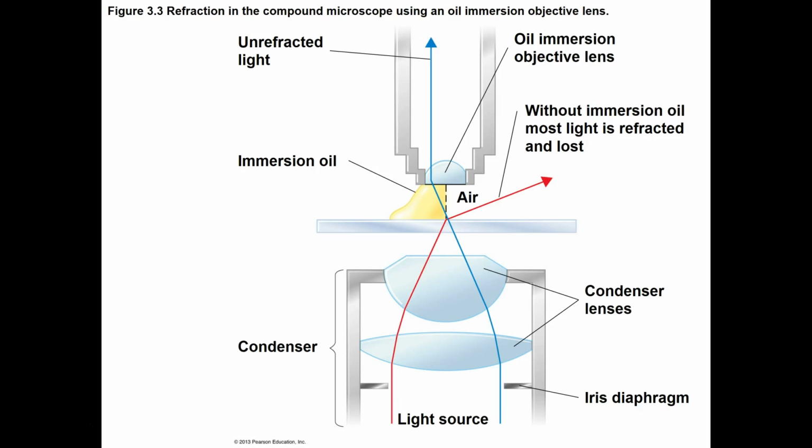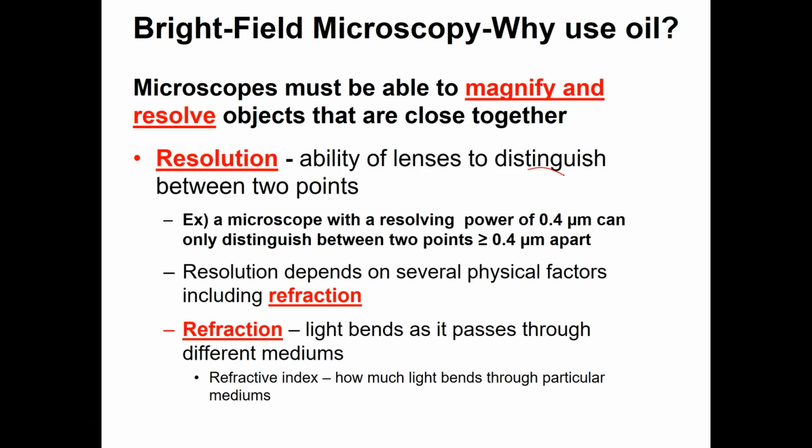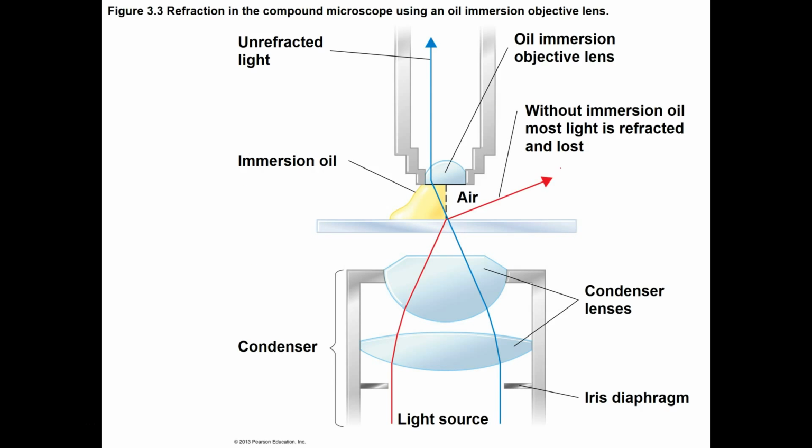Air is a terrible medium for light to pass through. Air causes light to scatter very severely. So if you're viewing your specimen under oil immersion without oil, you could sit there all day long and focus, and you could not bring your specimens into focus. It would just look blurry because too much light is scattering away.